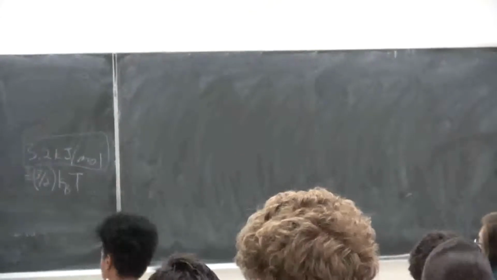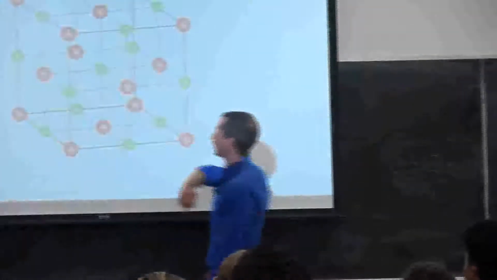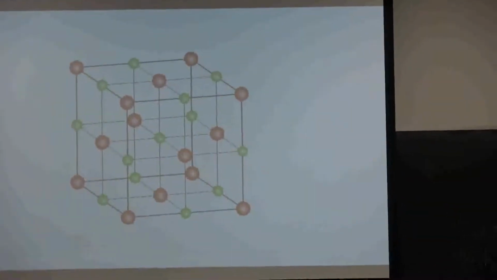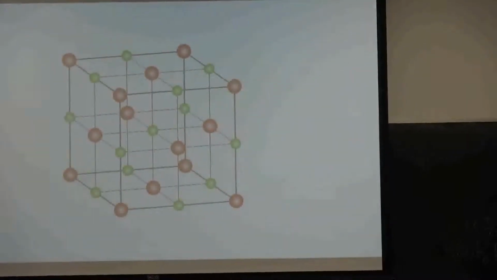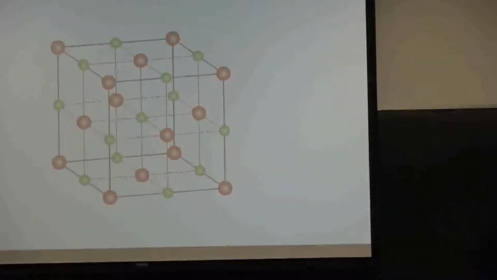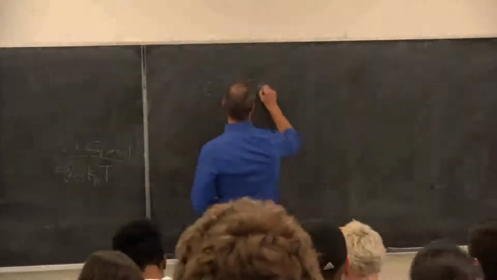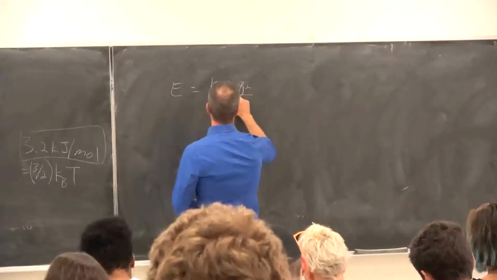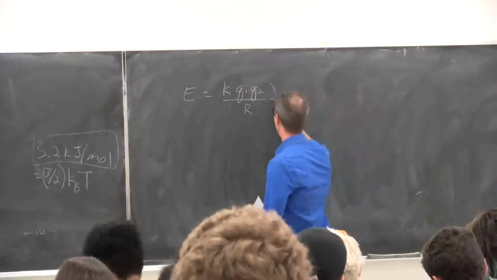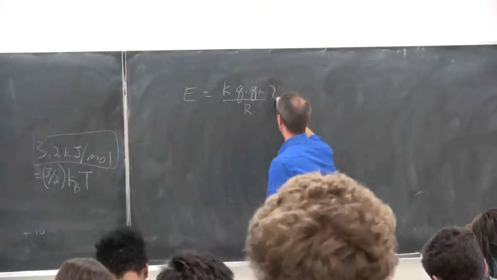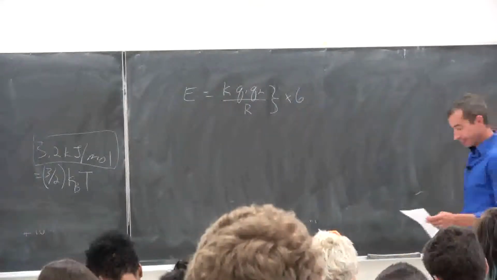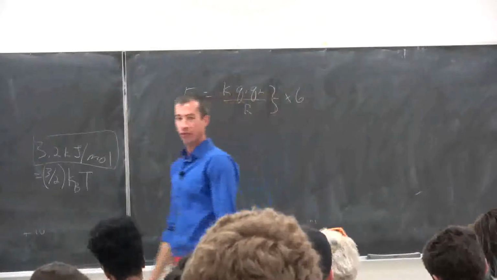So let's look at the green one. How many red ones does each green one see? 6, right? So the energy there is K, Q1, Q2 over R, times 6. Okay? But is that all that it feels?